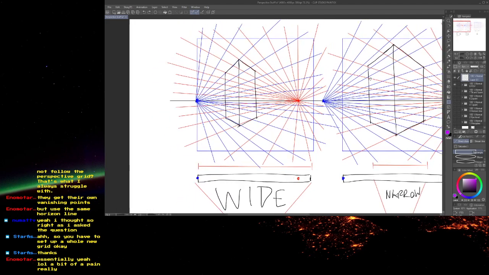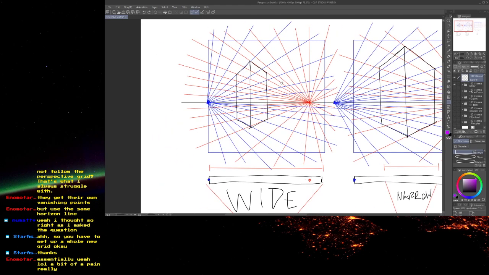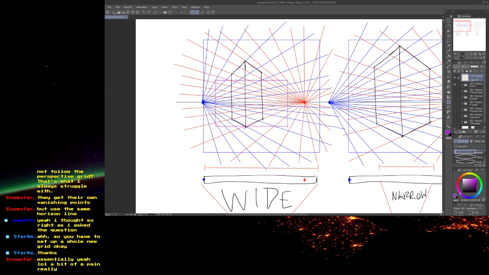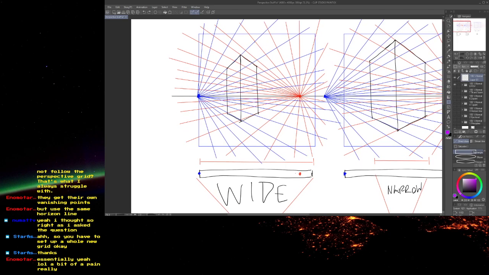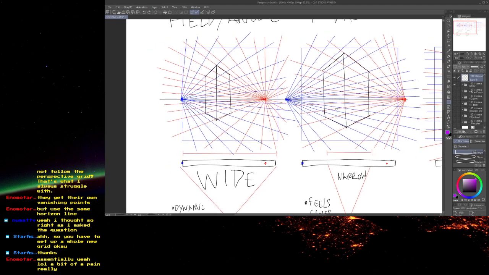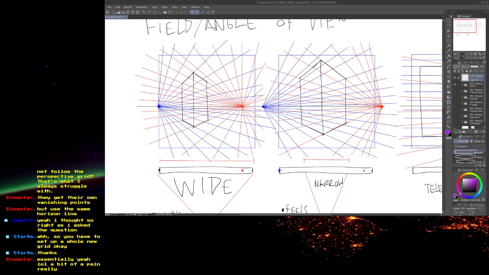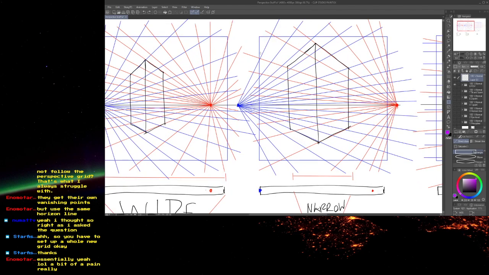Another thing to point out is that in order to create wide and narrow angle lenses, you are doing two things. You are picking what your field of view is, and you're also essentially moving where the vanishing points are in relation to the picture plane. So you can wrap your head around it from both ways. You can take a grid like this and create a picture plane in it to create a narrow field of view shot like that, or you can just pull apart or push together your vanishing points without changing the field of view to create the same effect, basically.